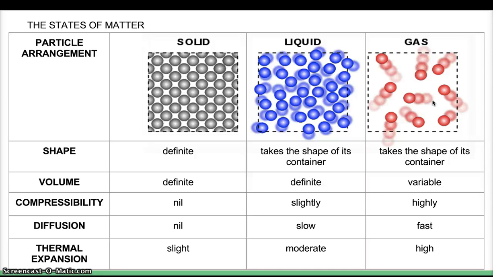Diffusion is really fast, so as I said before with the perfume, if I spray it in one corner of the room, you can smell it quite quickly in the other corner of the room, so the particles are moving at a high speed or rate. And this is also why there is a high thermal expansion with gases, because they're moving so fast, the more heat that's added, the more energy, they're going to move faster and faster.